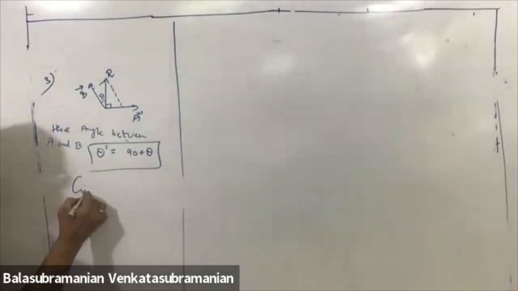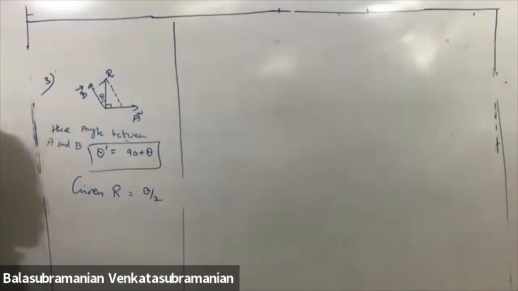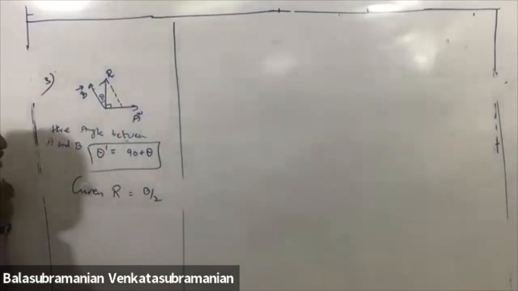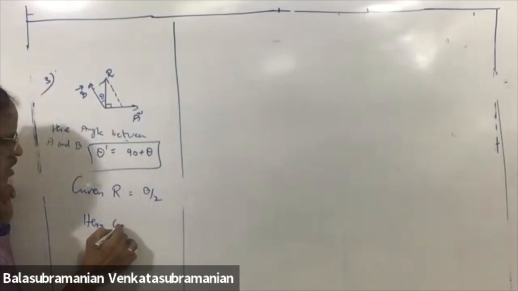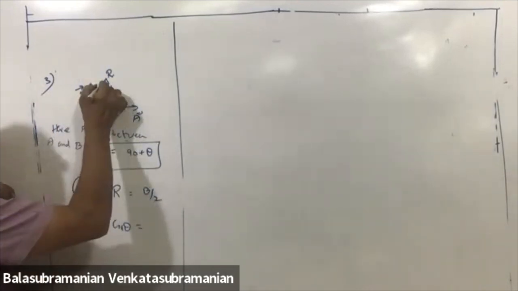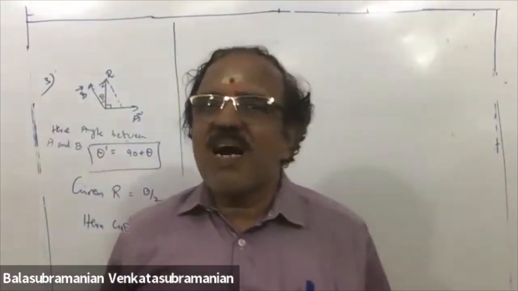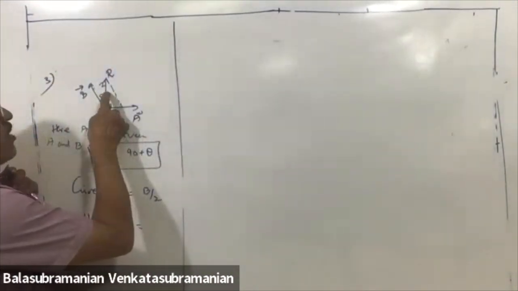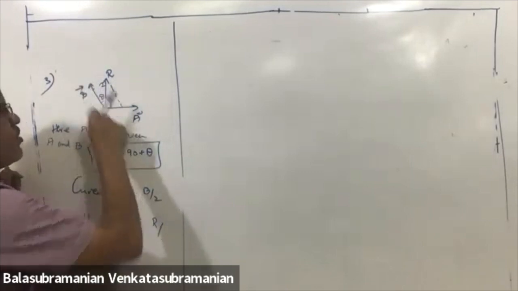Given R is equal to half of B, B by 2. This is given in the problem itself. Here, calculate cos theta. Opposite side by hypotenuse is sin theta. Cos theta you want to calculate, adjacent side by hypotenuse. Adjacent side is what? R. Opposite of 90 only hypotenuse. R by B.